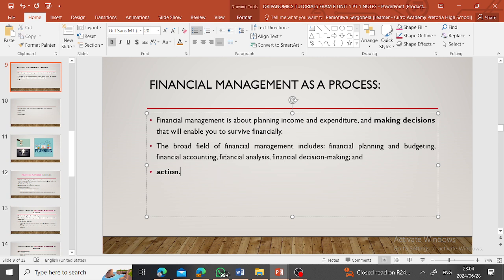The broad field of financial management includes financial planning and budgeting, financial accounting, financial analysis, financial decision making, and lastly, action. You can't do financial planning and budgeting, accounting, financial analysis, and decision making without there being an action. When you decide on making something, you have to then take the action on whatever it is that you decide. All right?